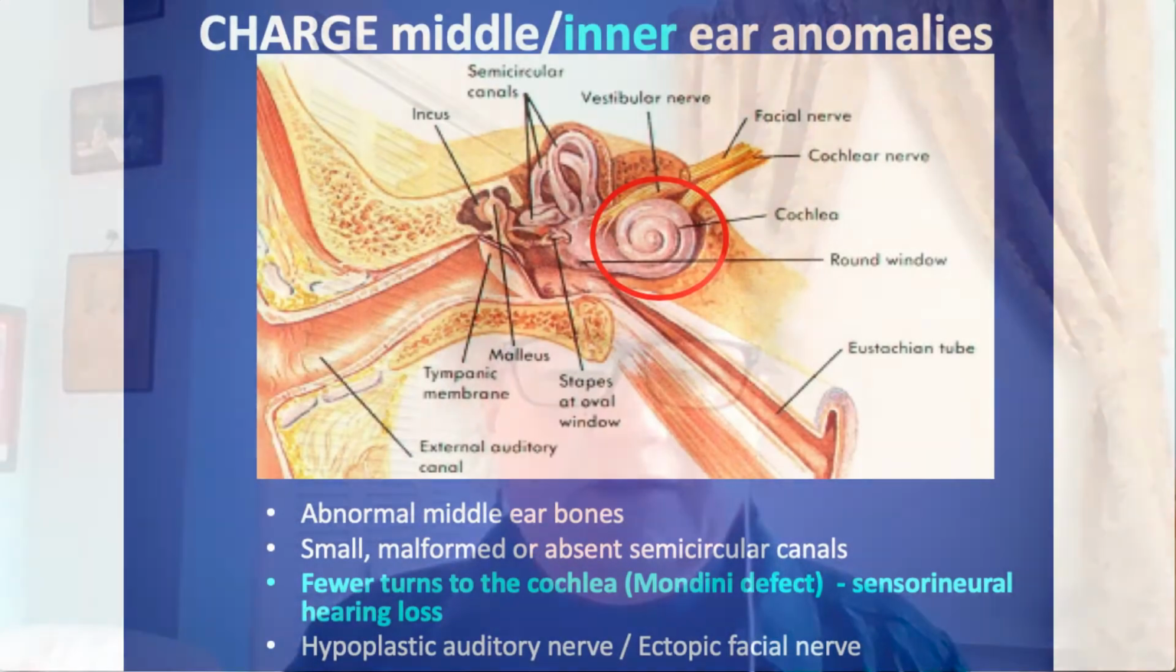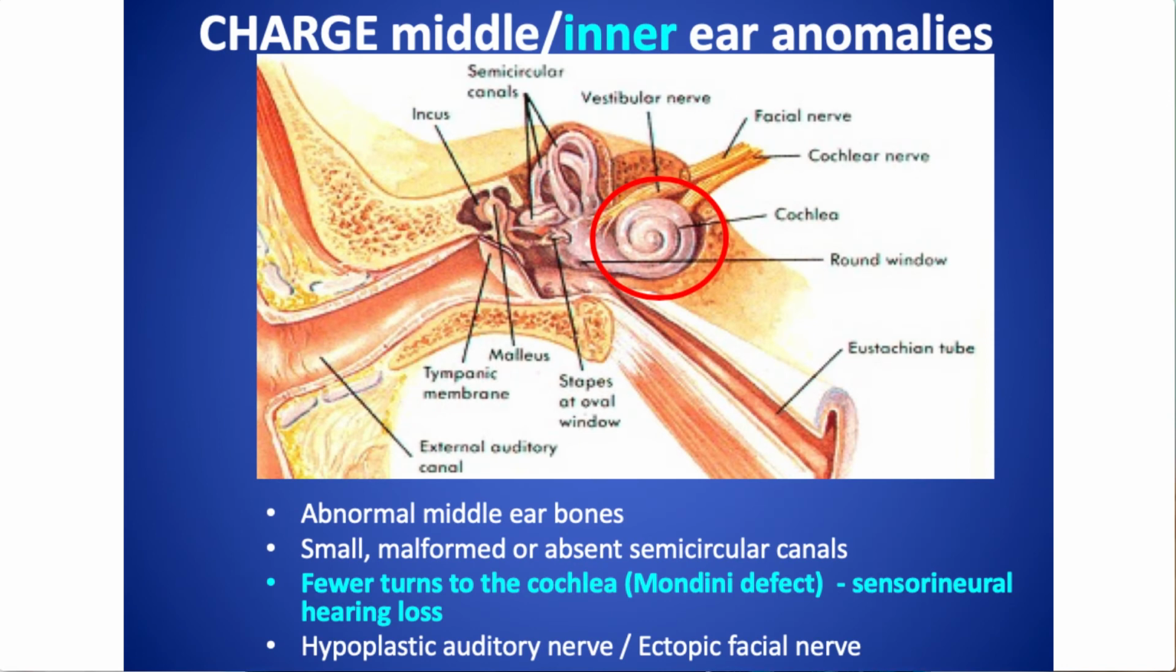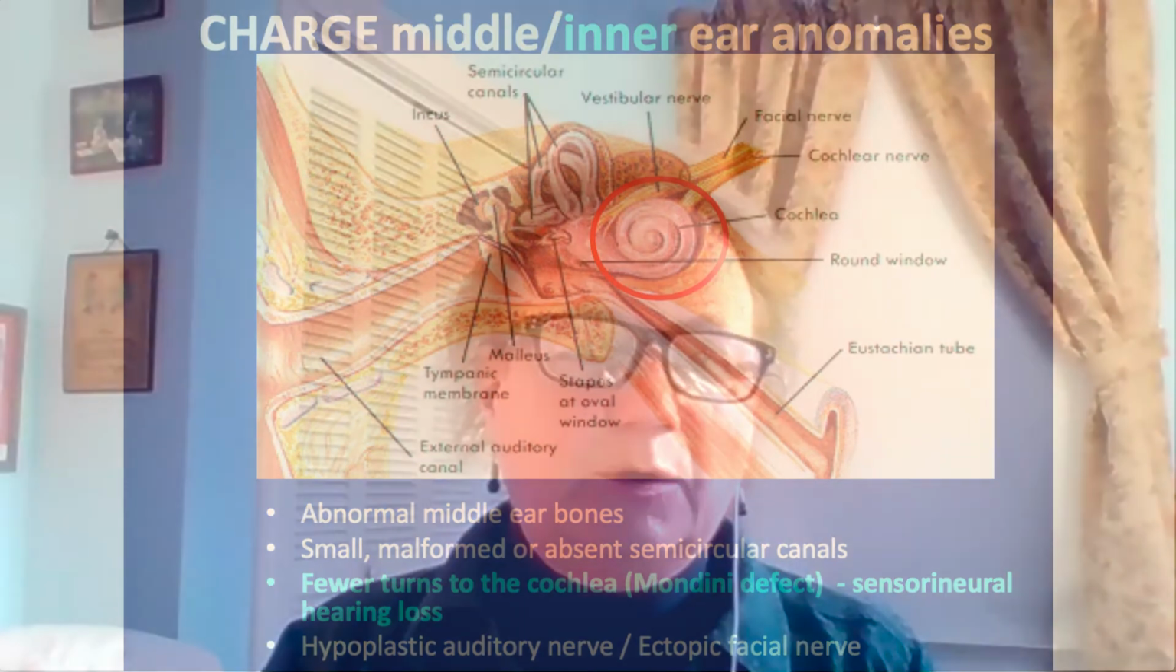The next part of the inner ear is the cochlea, and that is the snail-shaped organ in the inner ear that contains the hair cells. That's the information that gives you the sensory neural hearing. In typical people, that cochlea will have 2.5 turns to it. In individuals with CHARGE, the cochlea often has only 1.5 turns, resulting in a sensory neural hearing loss.